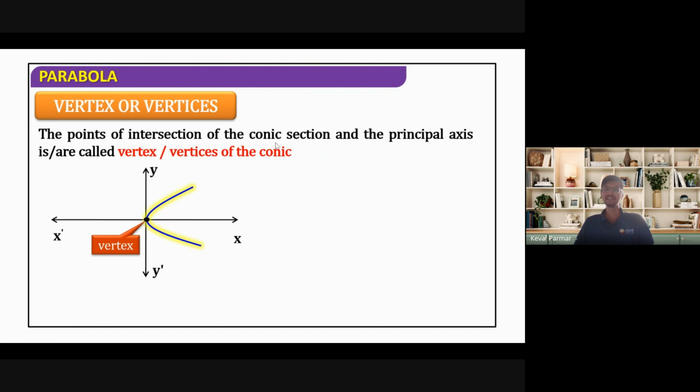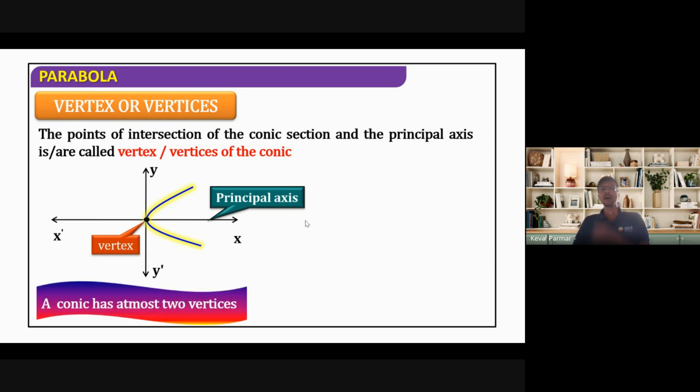Vertex is a point of intersection of conic section and principal axis. So here this parabola has the principal axis as x-axis, and this is the conic section. So the point of intersection of parabola and the x-axis is called the vertex. Here in this case it is origin, right? A conic has at most two vertices, but in case of parabola we have only one.